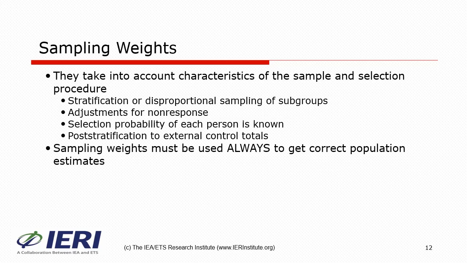Sampling weights take into account the characteristics of the sample and selection procedures: stratification, adjustments for non-response, post-stratification, etc. The consequence is that sampling weights must always be used to get the correct population estimate.